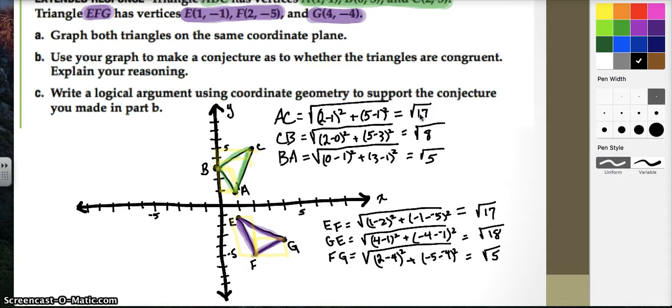And so as we look at it, we see that 2 of the sides are congruent, but the third side isn't. So by SSS, we can say that these two triangles are not congruent. All right, I think that makes sense. And we could write a logical argument with this information to support our conjecture. My conjecture actually was that they were congruent because it was kind of looking like it, but now I know the truth. All right, let's go on to the next example.